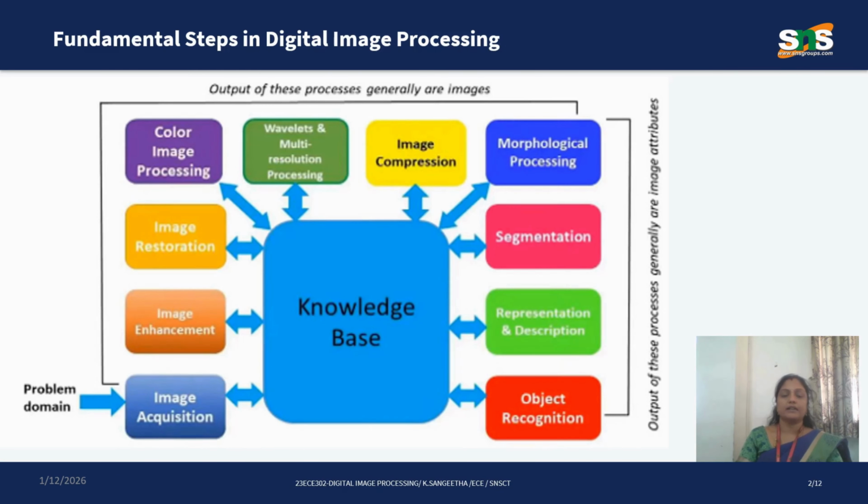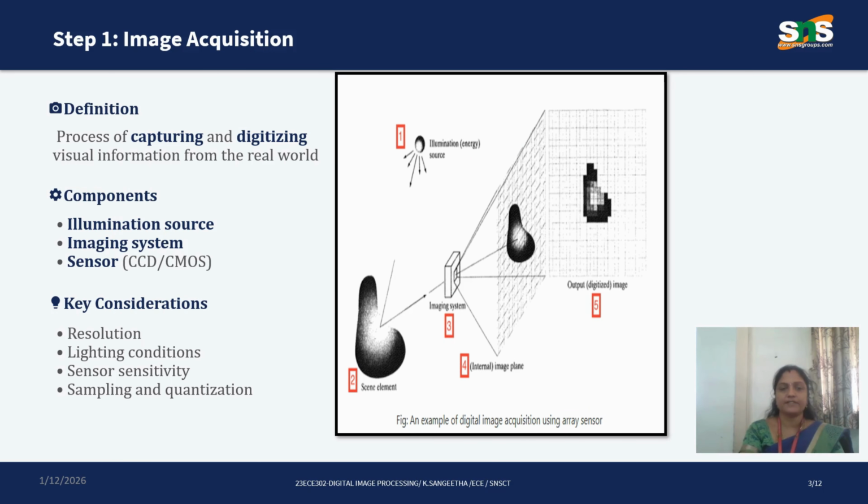First, there are 10 steps involved: image acquisition, image enhancement, image restoration, color image processing, wavelets and multi-resolution processing, image compression, morphological processing, segmentation, representation and description, and object recognition. So these are the fundamental steps involved in processing the image digitally. The first step is image acquisition.